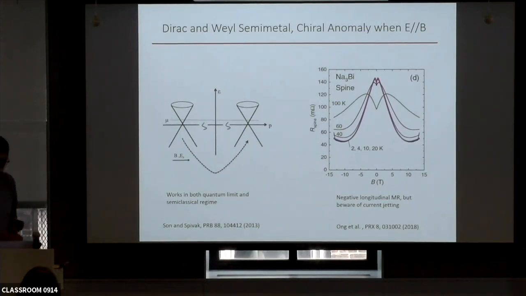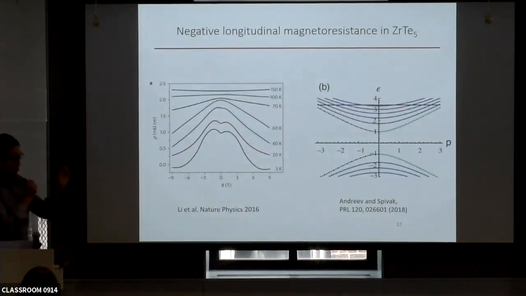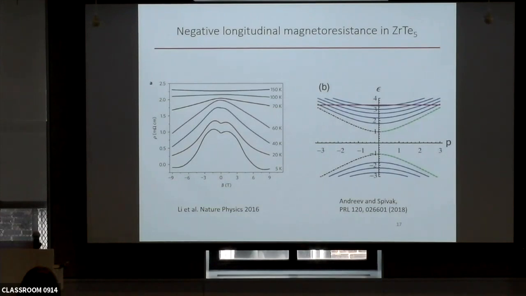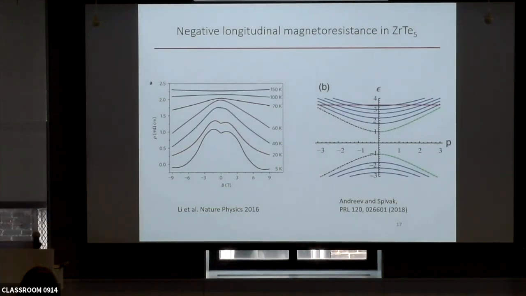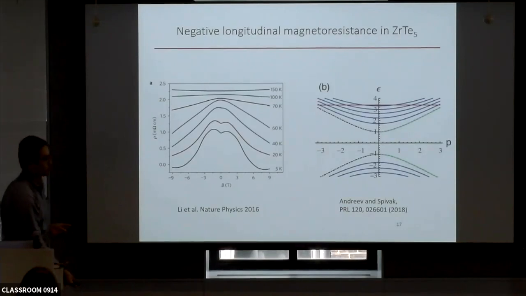So for zirconium tellurium 5, because this is so close to the massless Dirac semi-metal phase, people have actually observed a chiral anomaly. This is one of the first materials in which people have seen the negative longitudinal magnetoresistance.